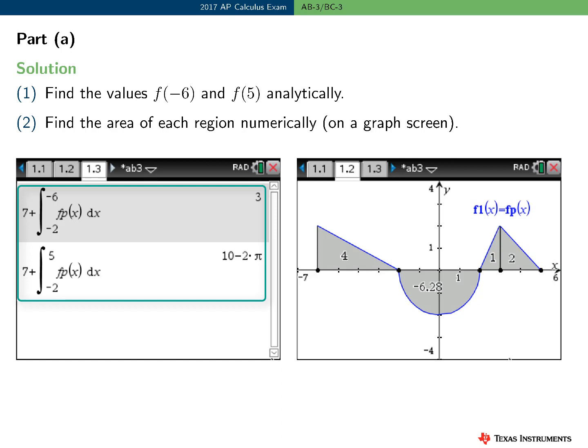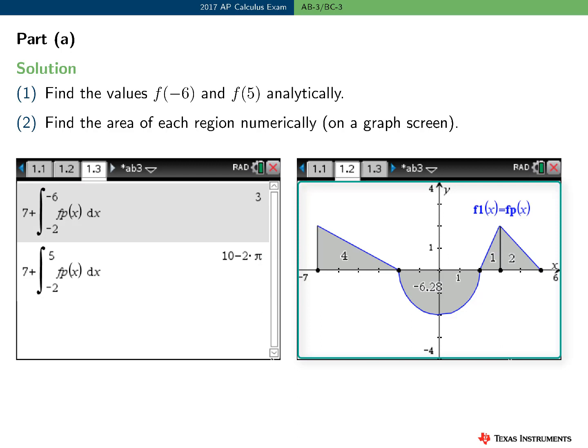Using the calculator function fp, which is the analytic definition of f prime, and the fundamental theorem of calculus, or the net change theorem, I can find the values for f of minus 6 and f of 5. In particular, notice that the value for f of 5 is the exact symbolic answer. I can also visualize and confirm these results by graphing f prime and using the technology to compute the area of each region.